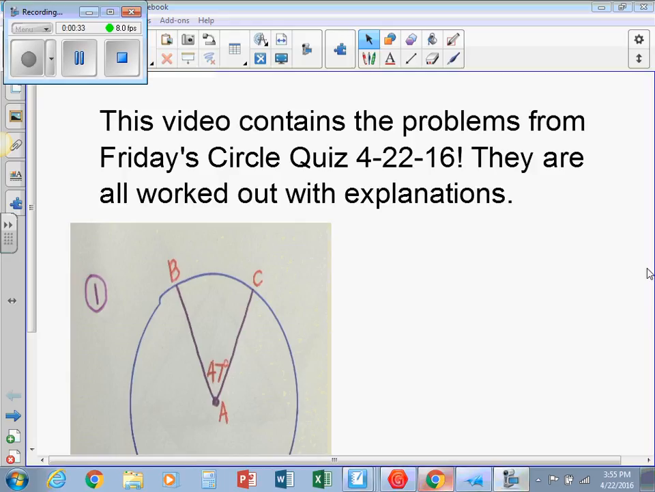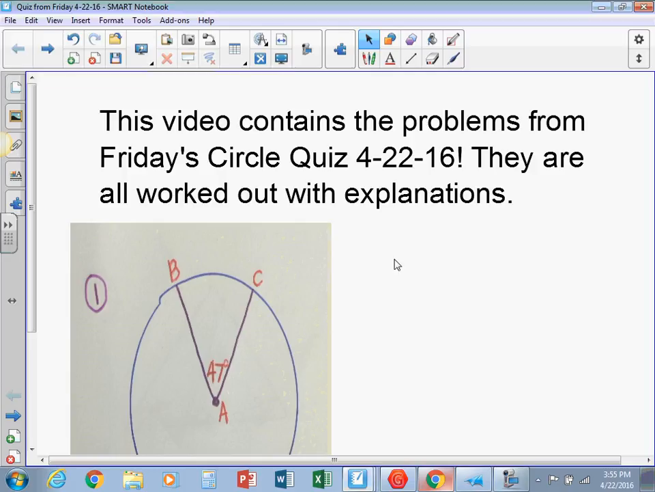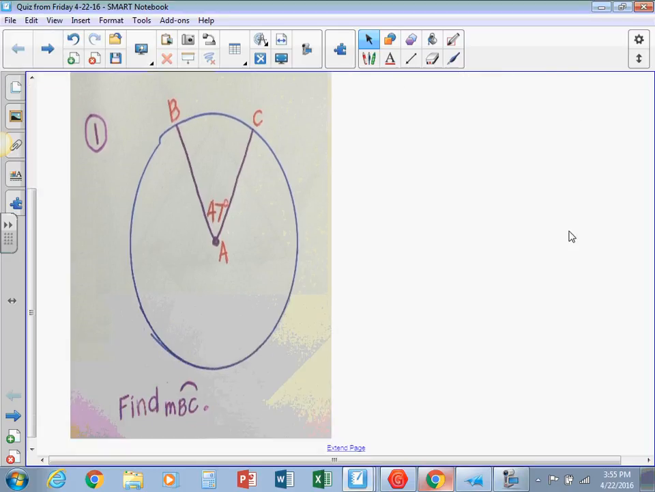All right, so looking at the first one. Number one. Now, this is a central angle. It is involving the center. So this would be circle A.